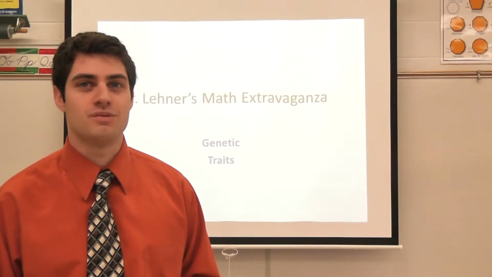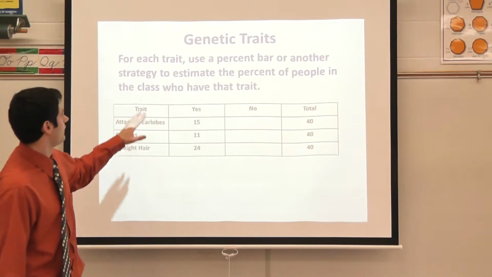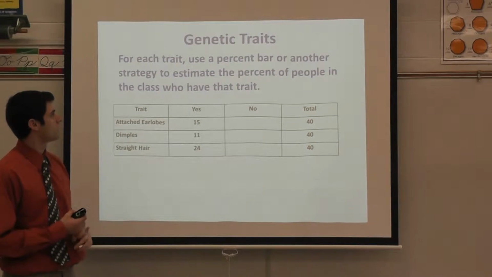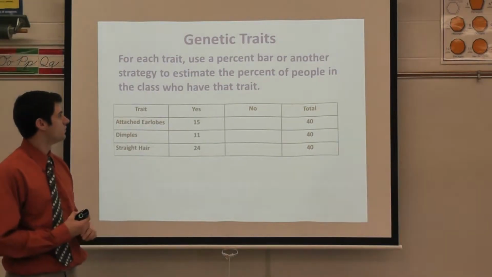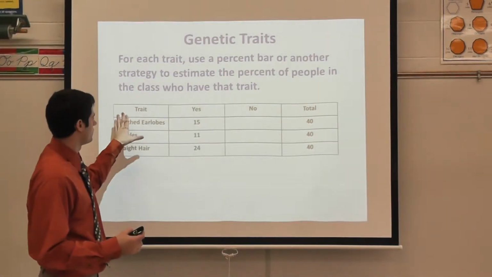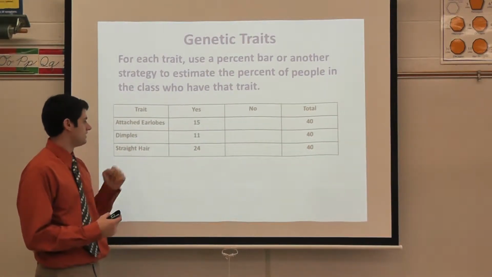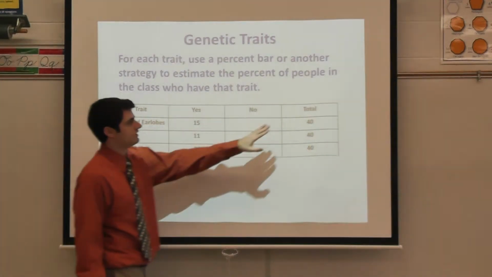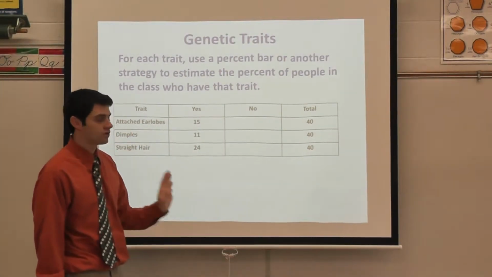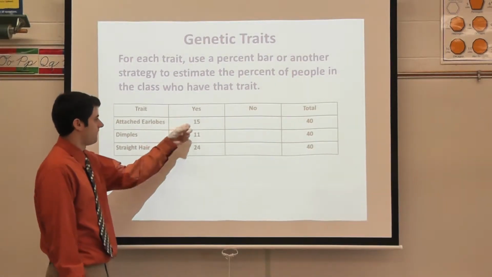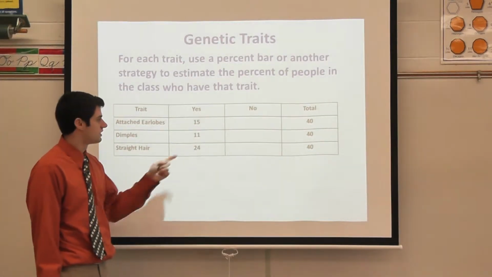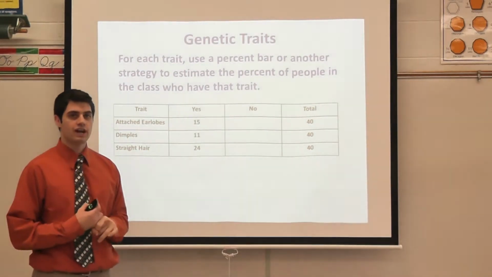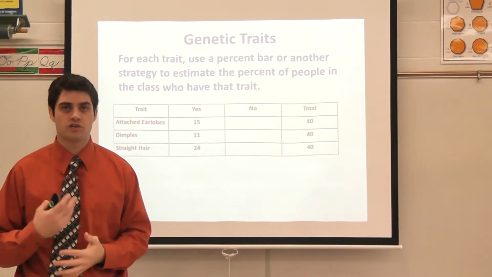Let's take a look at an example up here. It talks about genetic traits. It says for each trait, use a percent bar or another strategy to estimate the percent of people in the class who have that trait. Here are our traits: attached earlobes, dimples, and straight hair. We have a yes and no on our chart, and the total number of students in that class. There are 40 students in this class. 15 of the 40 have attached earlobes, 11 of the 40 have dimples, and 24 of the 40 have straight hair. So I've taken a look at my information from my class here.